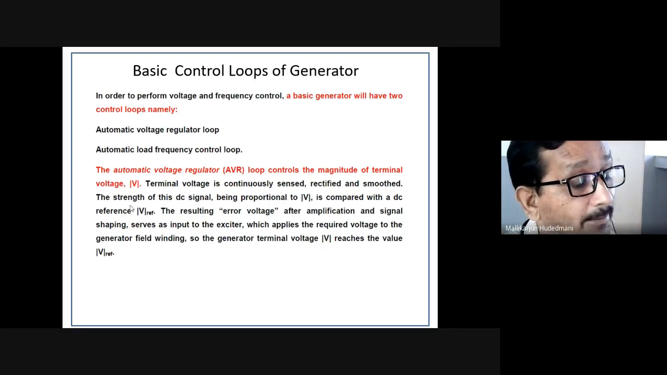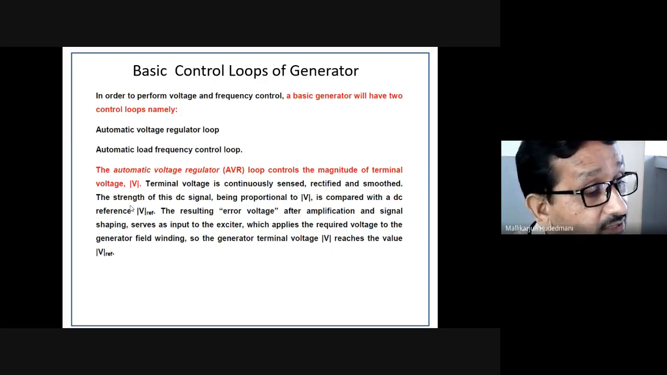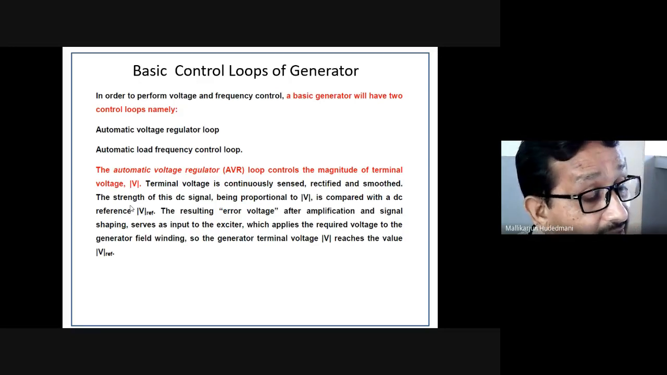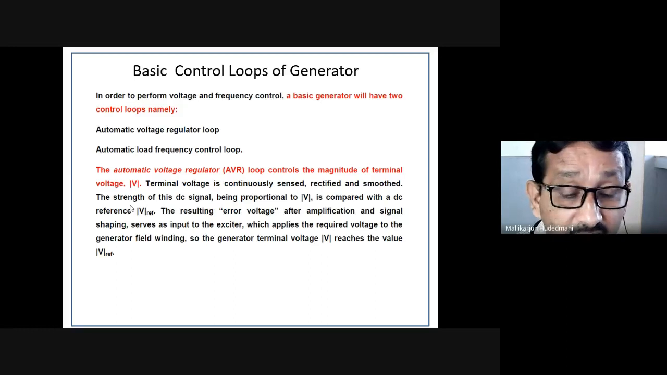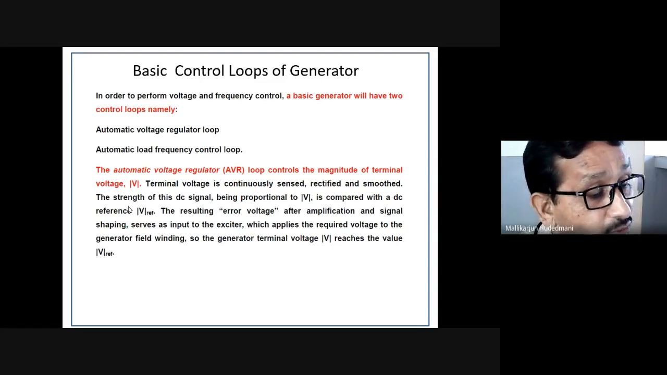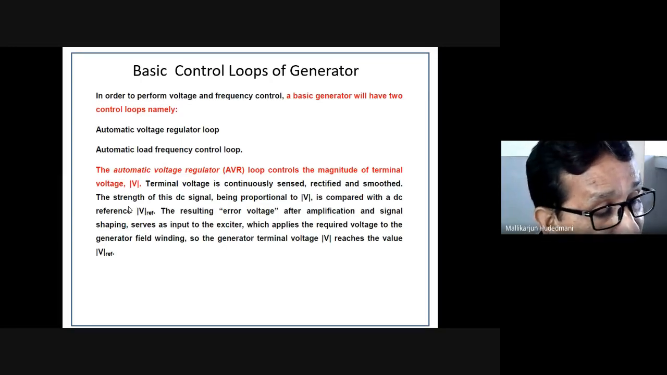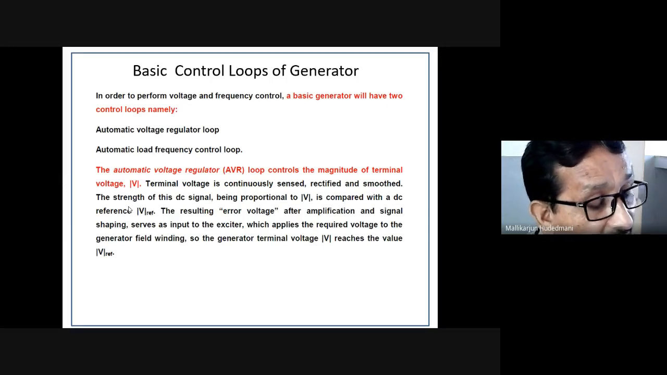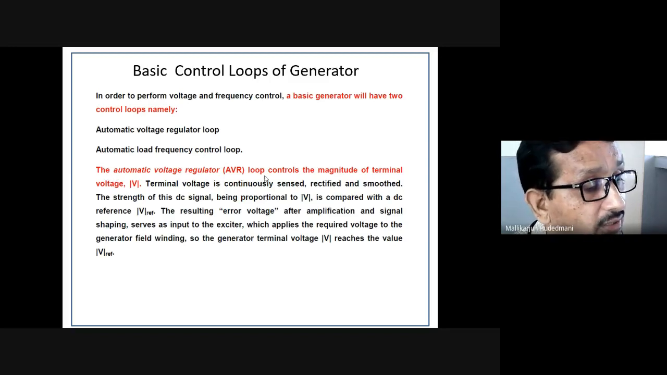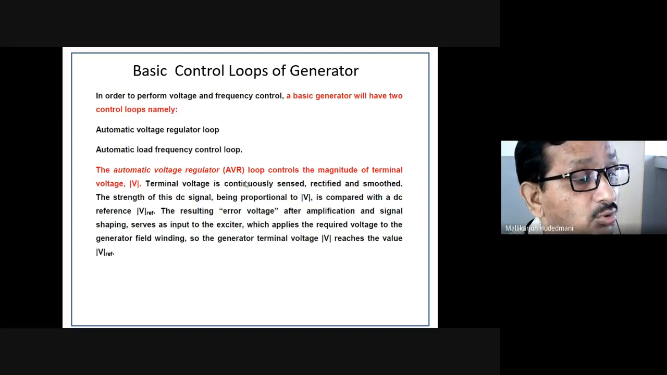Suddenly the voltage shoots up. Once the voltage shoots up, the generator voltage regulator loop responds very fast. It will automatically decrease the excitation, so that the terminal voltage gradually comes back to the steady state. In this way, the terminal voltage's dynamic change, increase or decrease, is continuously monitored, controlled and acted on through the excitation by this loop. We call it the automatic voltage regulator or automatic voltage controller. Both are the same. Let us see the second one also.